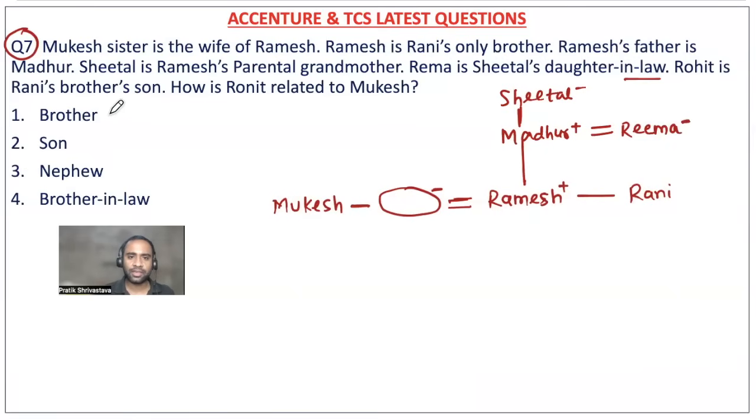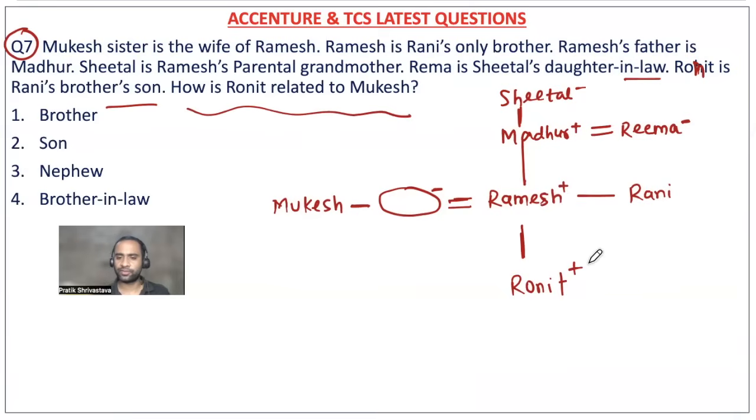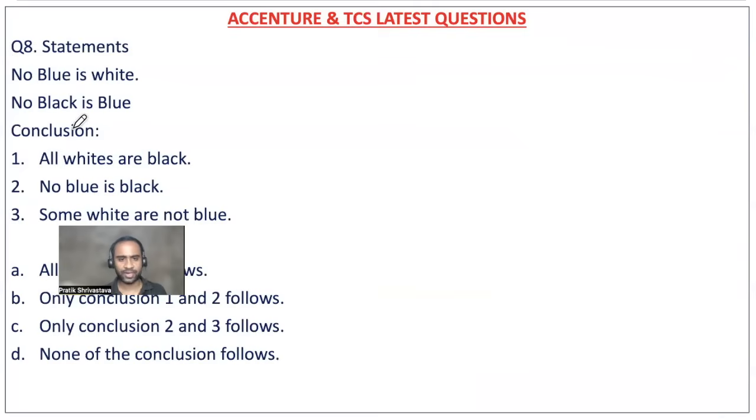Ronit is Rani's brother's son. So son means male. How is Ronit related to Mukesh? My sister's son is nothing but my nephew. My sister's daughter will be what? Niece, right? So here it is nephew. Option 3 will be the correct answer. Simple way we have to solve.